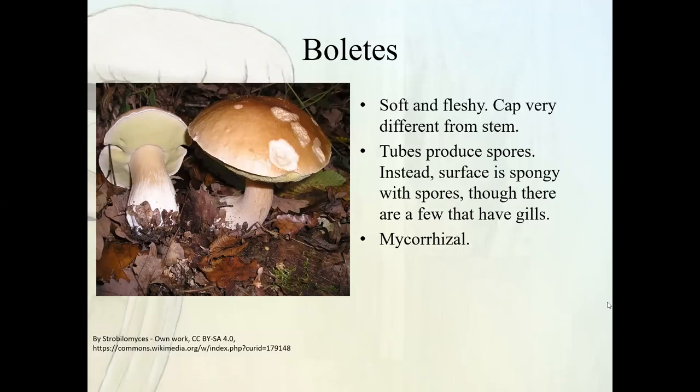Okay, and they're mycorrhizal. So what's one way you would tell it's mycorrhizal and not a decomposer? Who knows? What's that? It's growing in the dirt instead of on wood. Right, it would be growing just on the dirt or the soil or the ground and not on a tree or bark. So that's the indicator.